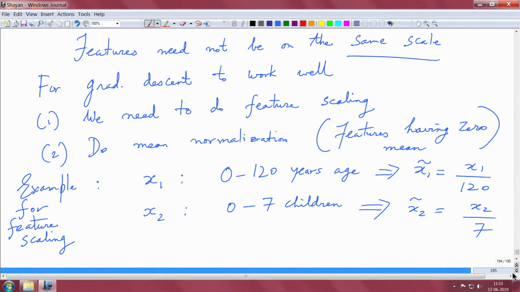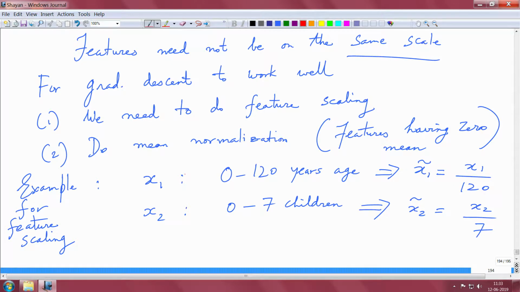So, we can have various attributes, and these attributes may not be on the same scale, for which we will have to normalize. So, there are two steps that are very important for the gradient descent algorithm to work. One is scale normalization, the other is mean normalization. So, we will discuss both of these quantities. So, first is the feature scaling.